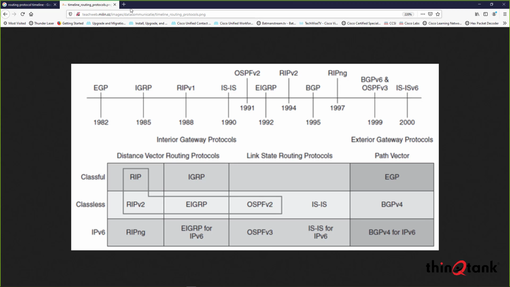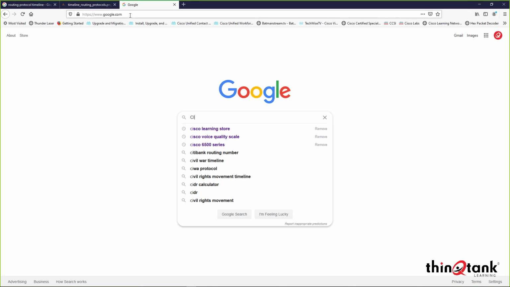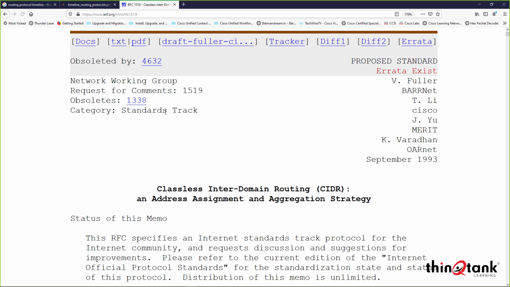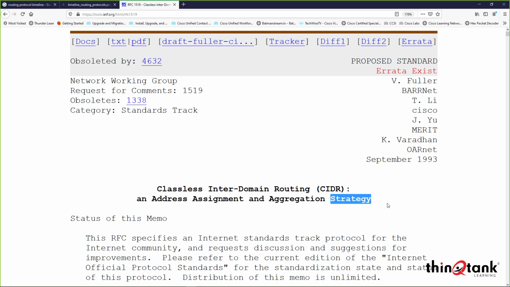There was actually an RFC for classless interdomain routing, RFC 1519, that got away from the strategy of only advertising prefixes, and they said, you know what, let's rewrite the routing protocols so that they will send subnet mask information along with the routing information so we don't have to be bound by these classes anymore.